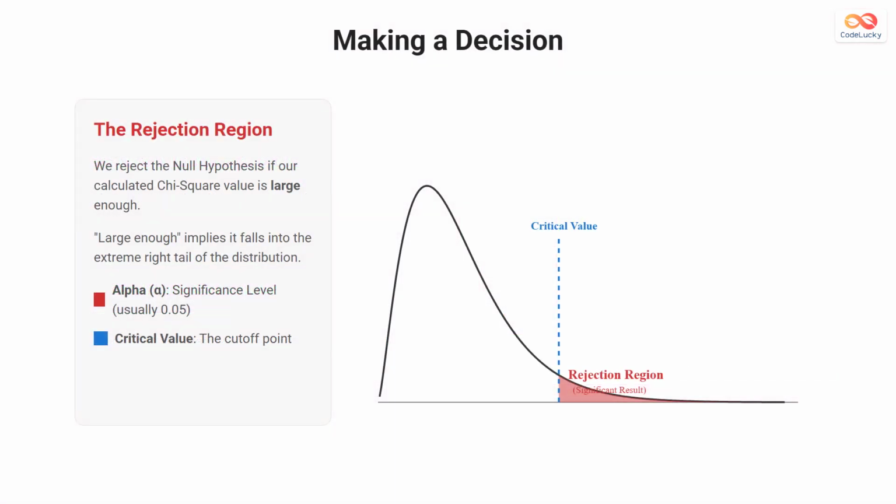Finally, how do we make a decision? We look at the tail of the distribution. If our calculated chi-square value is very large, it falls into the rejection region on the far right, shaded here in red. This area is defined by our critical value. If our statistic lands here, it means the difference between observed and expected is too big to be random, so we reject the null hypothesis.